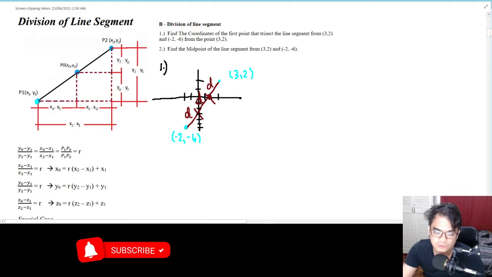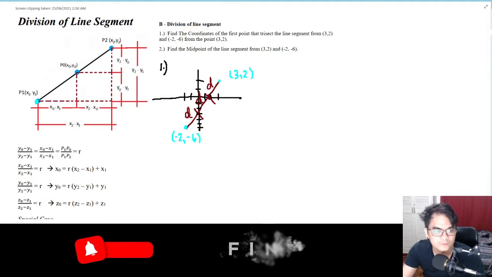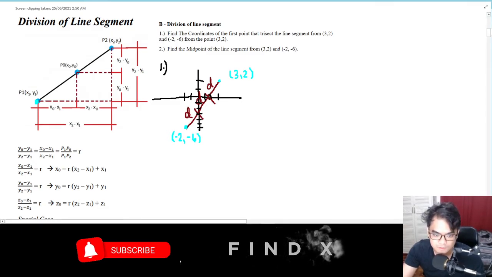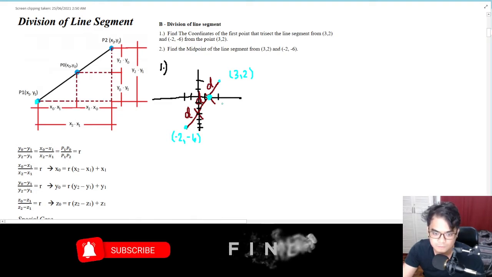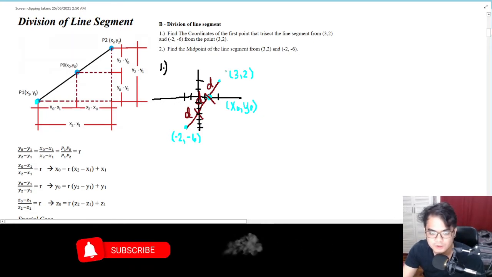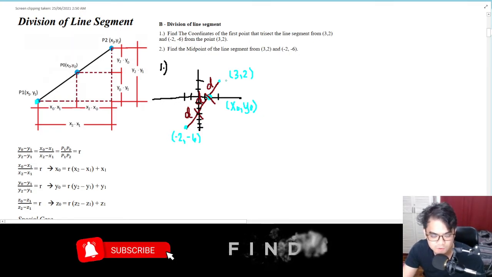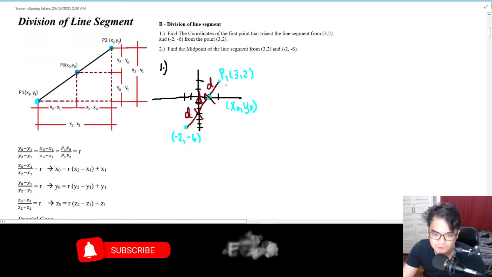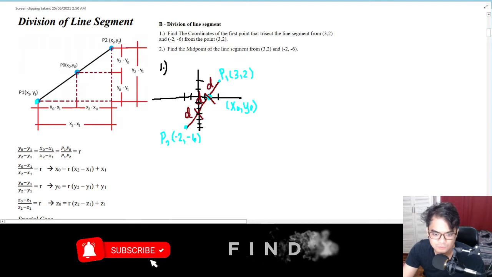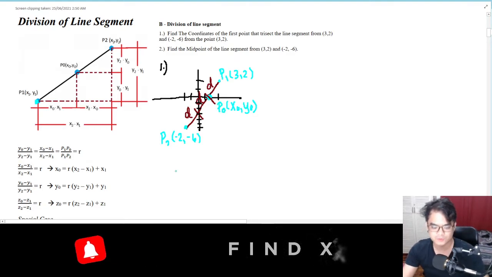So let's say this point is (x0, y0). Since we are looking for the trisect point, the first point that trisects the line segment, starting from (3, 2), let's say that this is your P1, and then this is your P2, okay? And then this will be your P0.